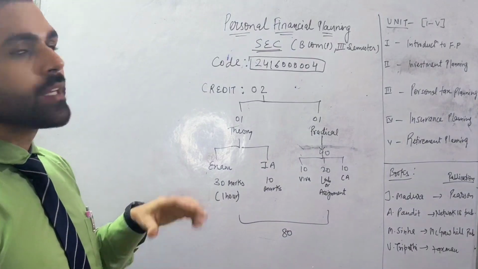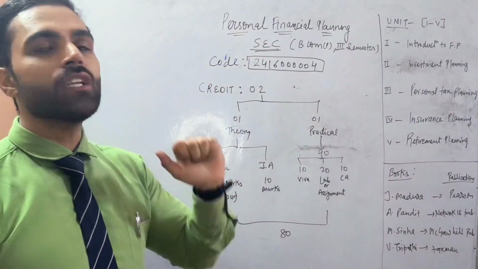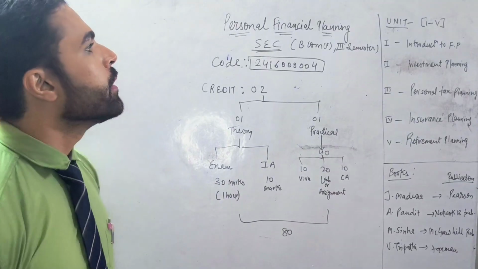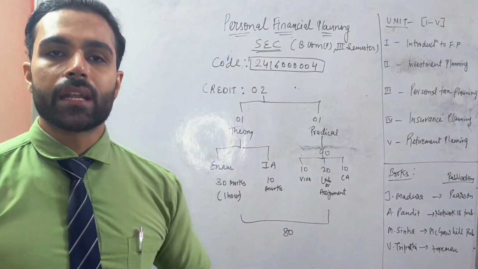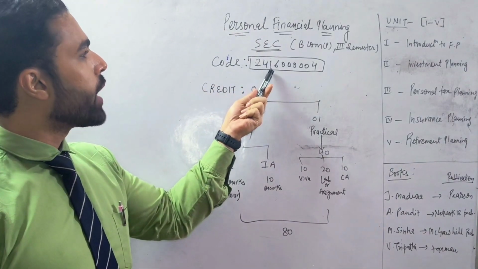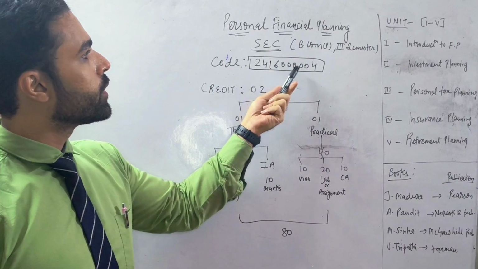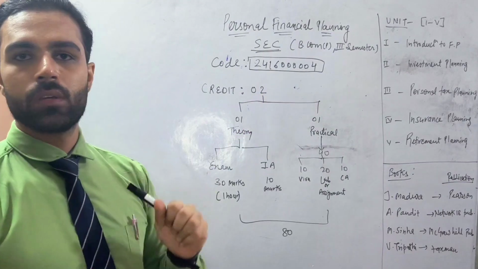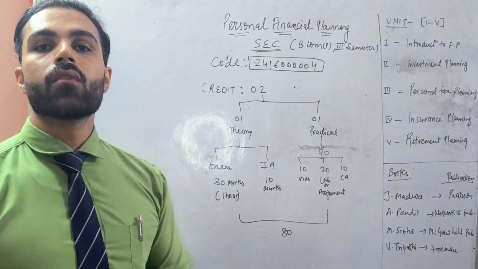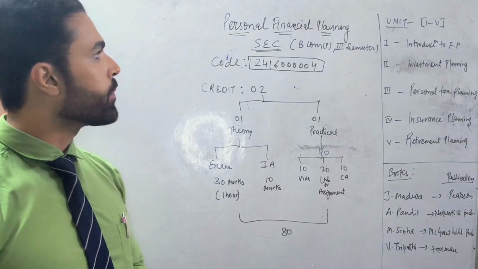So today I'm here to discuss the Personal Financial Planning SEC paper of the BCom program, third semester. First we will start with the code of this paper. The code is 2416000004. This is the unique paper code, so you don't get confused while filling in your examination forms.